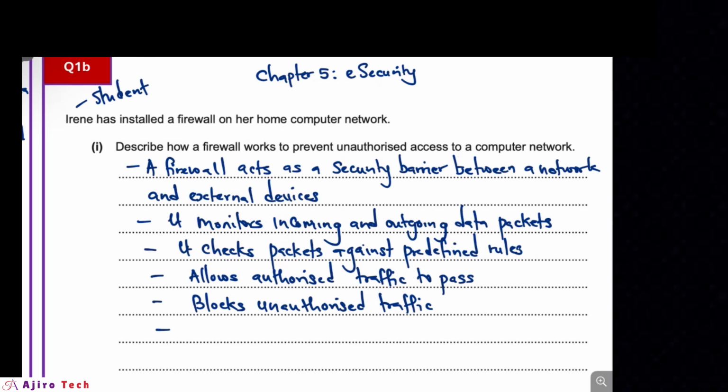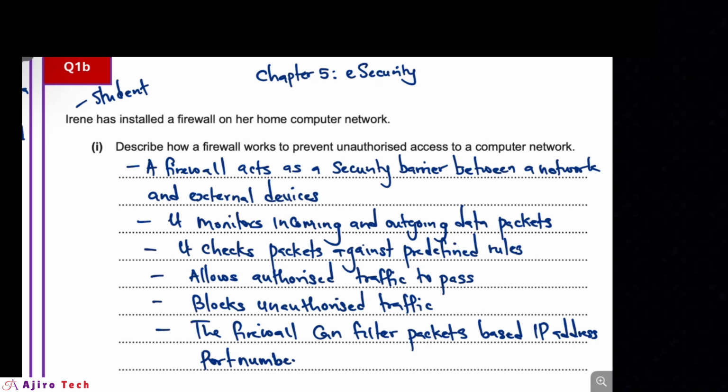Very important about the firewall: the firewall can filter packets. These packets, if you're wondering, are the information that goes in, right? So it filters packets based on IP address, port number, and protocol.